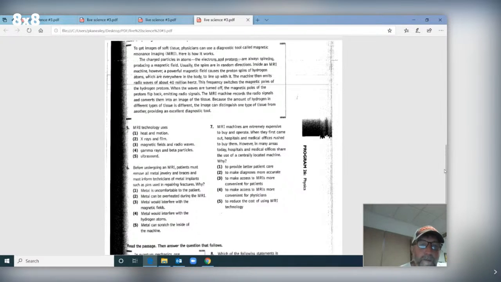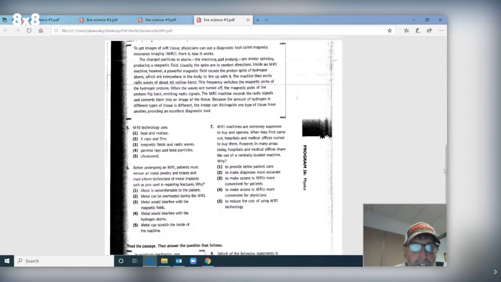Okay, and number six, before having an MRI, patients must remove all metal jewelry and braces, and must inform technicians of metal implants such as pins used in repairing fractures. Why? Okay, this one, metal is uncomfortable to the patient. Well, that's really not it. Some of us wear watches, necklaces. Metal really isn't uncomfortable. Metal can be overheated here in the MRI. There's not really heat in the MRI, so that's not going to be it.